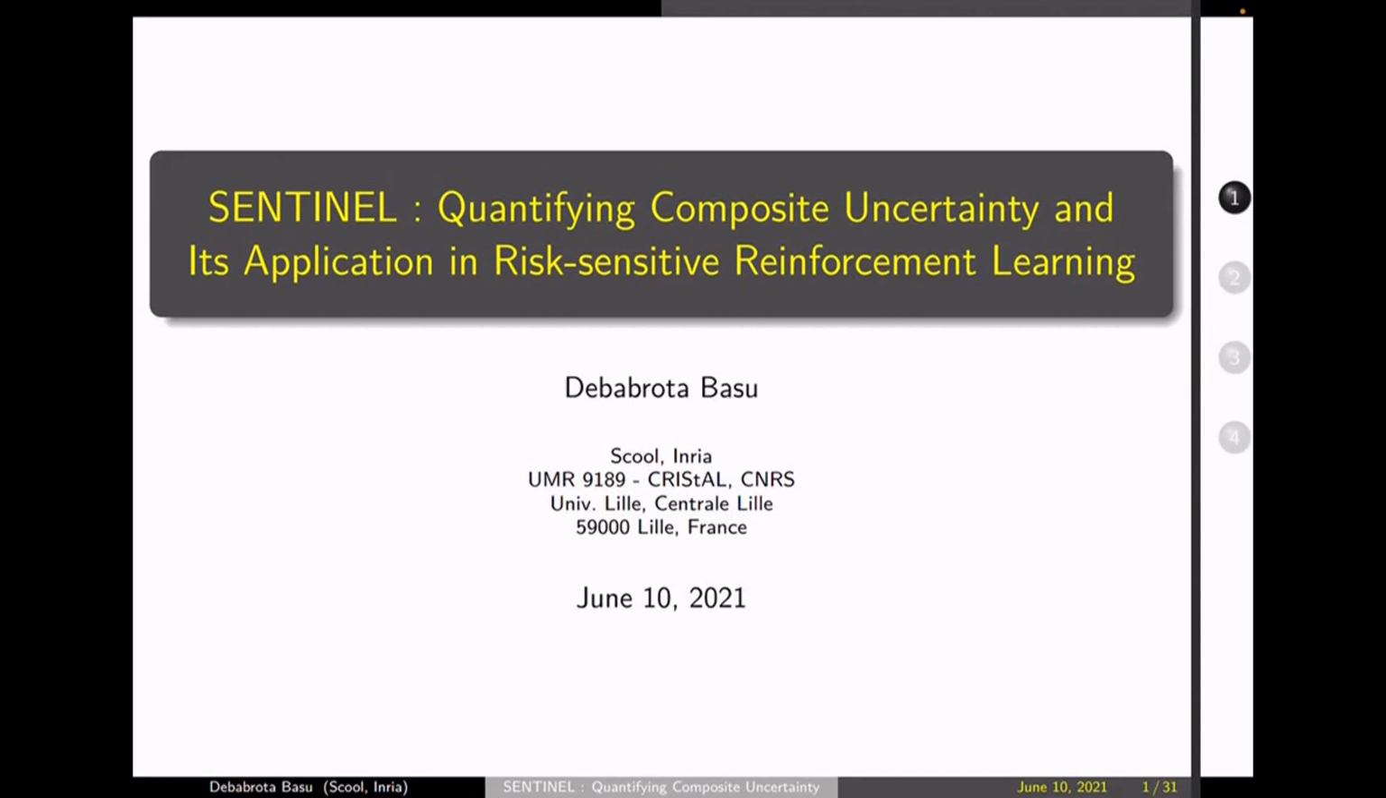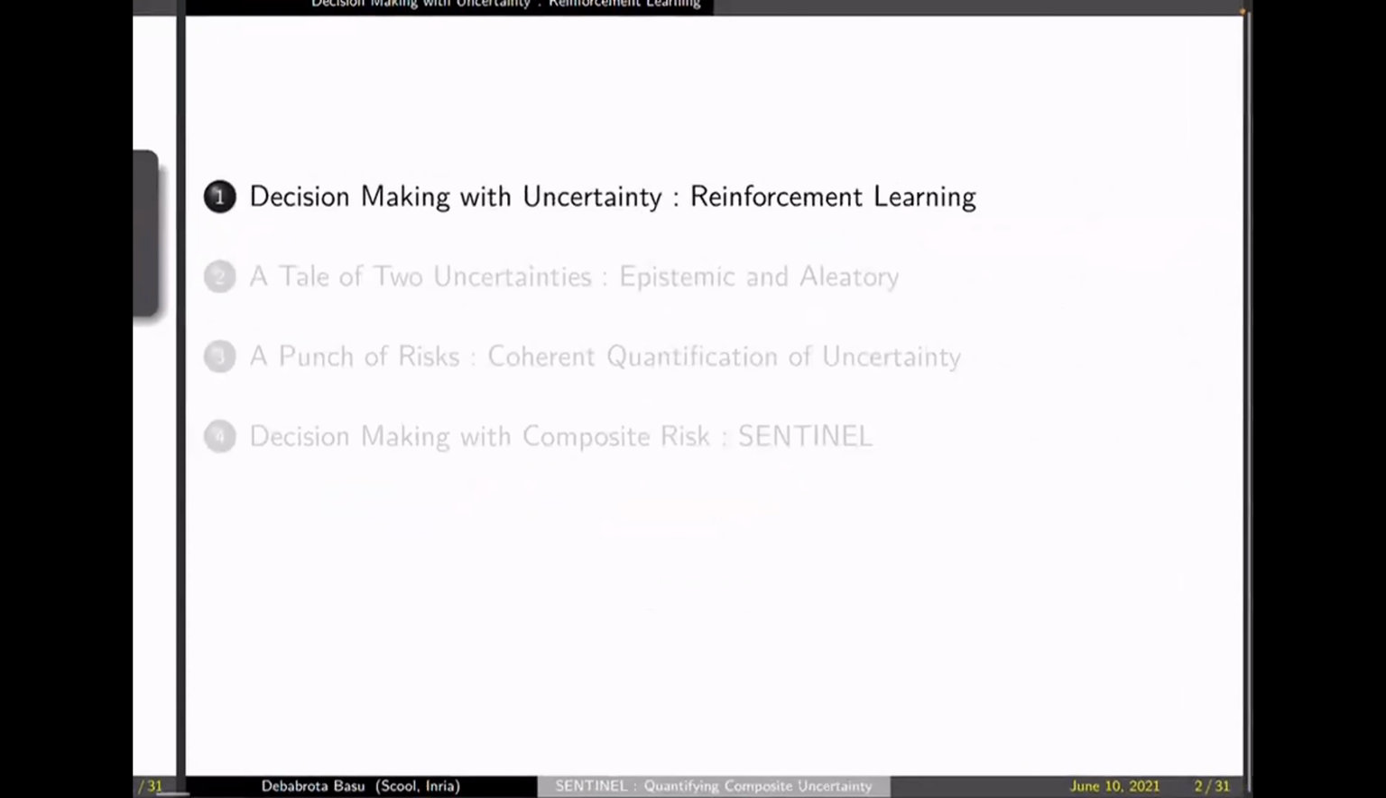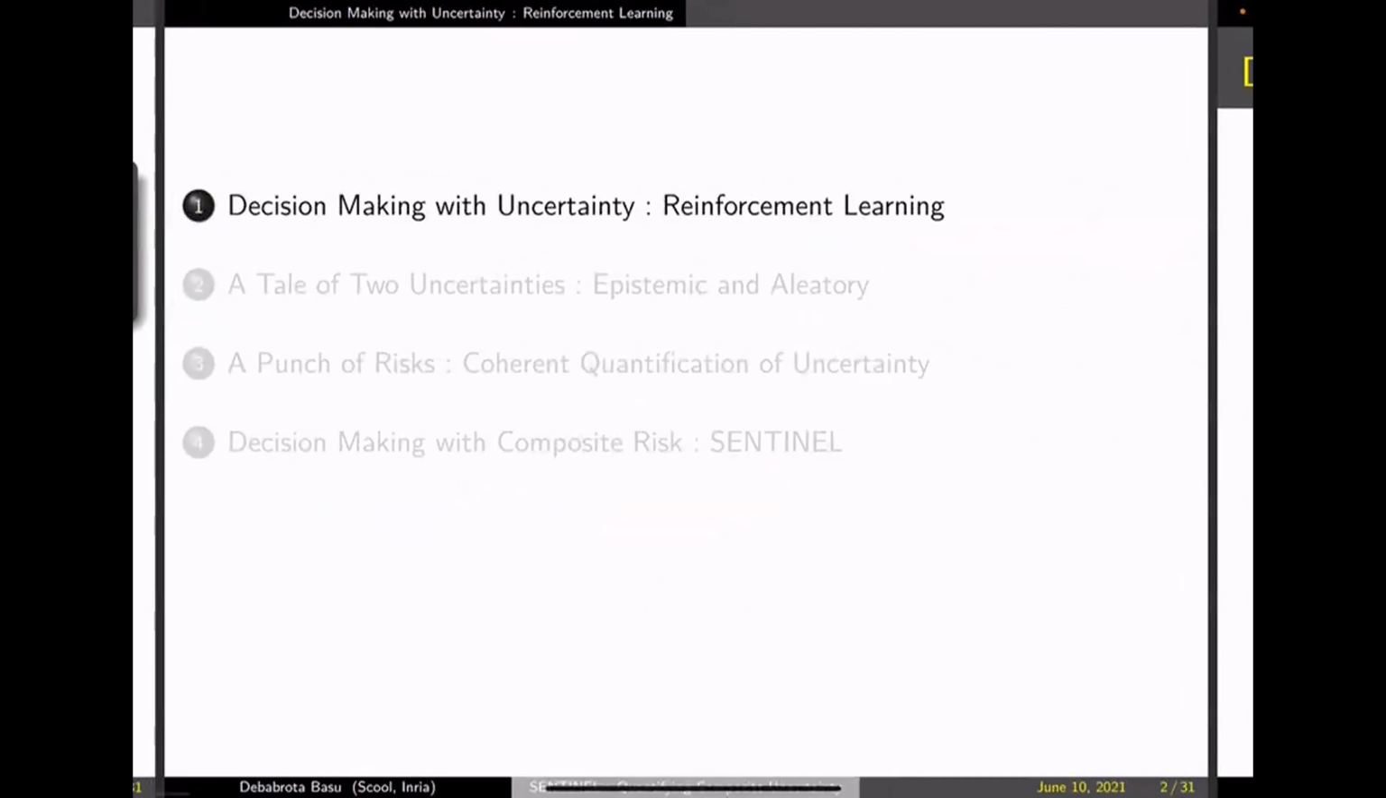So Sentinel, as I have already said, includes mainly two components. One is quantifying the composite uncertainty, basically uncertainty in decision making. The other one is its application in risk-sensitive reinforcement learning. The talk consists of mainly four parts. One is decision making with uncertainty, which is in general what reinforcement learning is all about. Then we'll talk about the sources of uncertainty, basically the two sources of uncertainty in reinforcement learning that we are interested in, the epistemic and aleatory uncertainty.